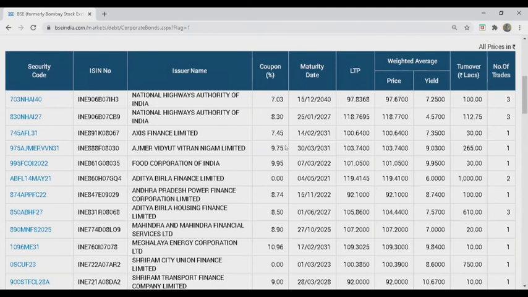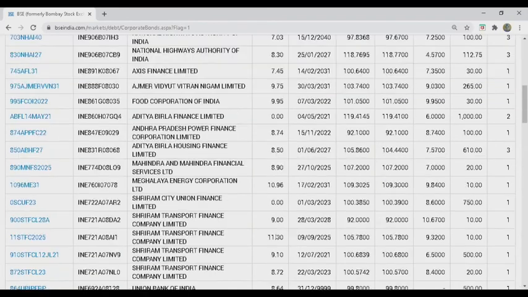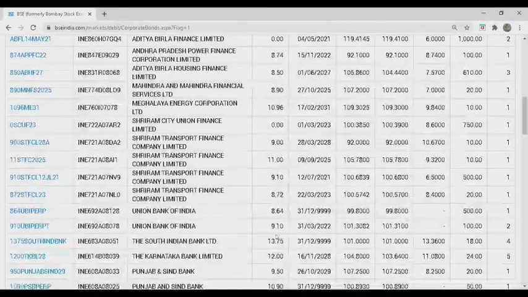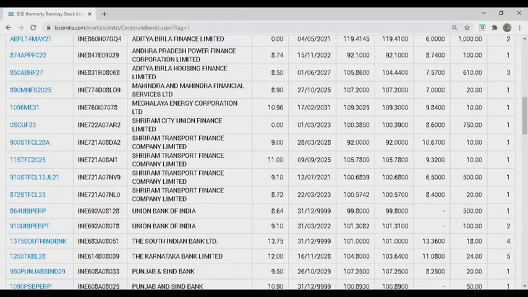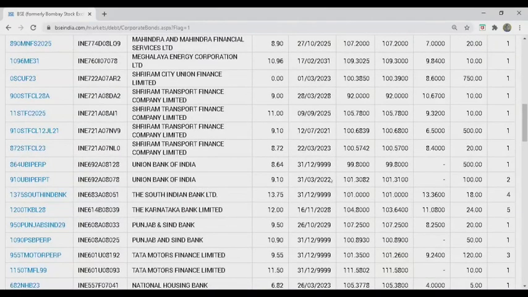Axis Finance, Ajmer Vidyut, Food Corporation of India, Aditya Birla Finance, Andhra Pradesh Power Finance, etc. These are all different issuers, and all of them are giving different rates. Look at the Shriram Transport Finance Company Limited, which is offering 11%, right? This is going to mature on 9/9/2025. That means till 2025 the holder of this is getting an 11% coupon. At the same time, these bonds are tradable also.